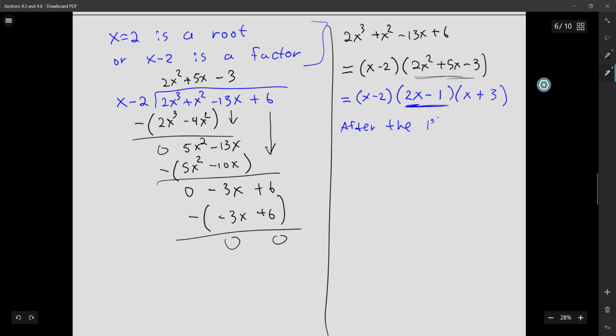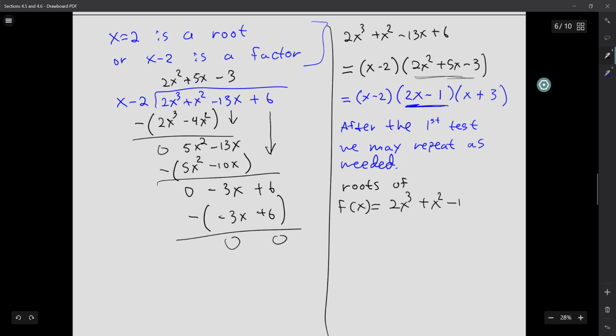So after the first test, we may repeat the test as needed. But if I'm looking for my roots, we have that the roots of f(x) equal to 2x cubed plus x squared minus 13x plus 6. This will give me x equal to, what do we get? 2, 1/2, and -3.